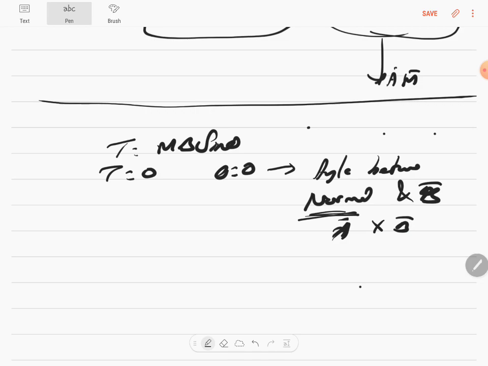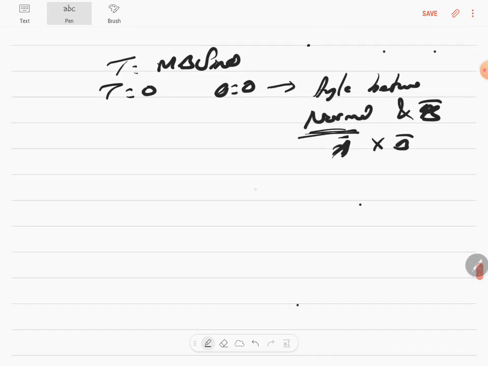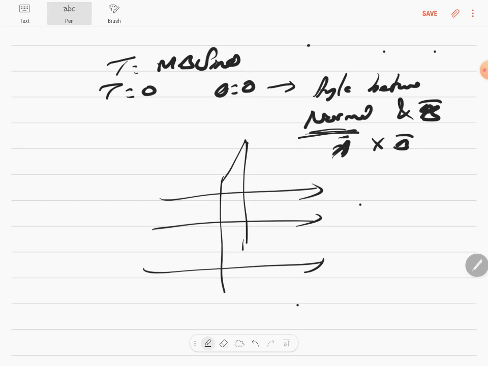So the torque is 0 when the area vector and the magnetic field are parallel to each other. That will happen if the magnetic field is like this, the coil is like this, and the area vector is like this. For the area vector to be like this, what should be the direction of the current?